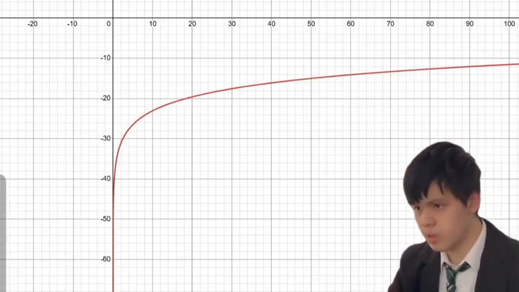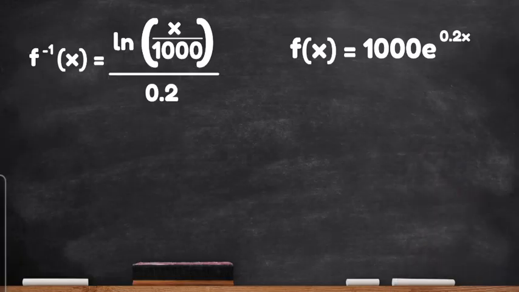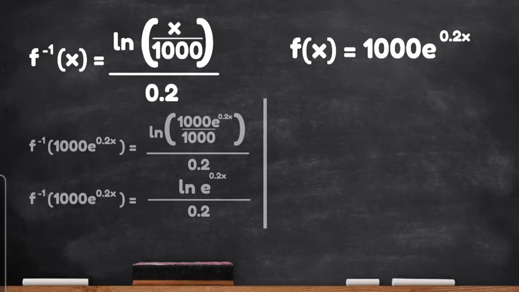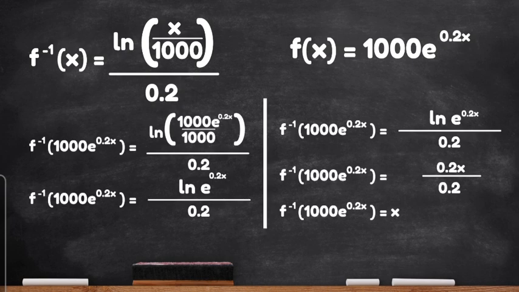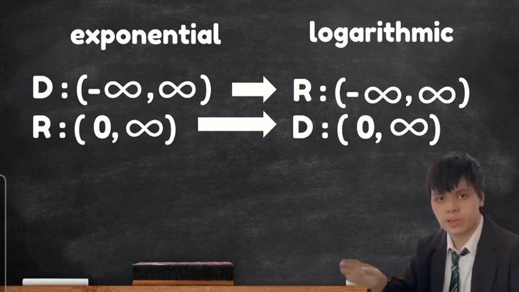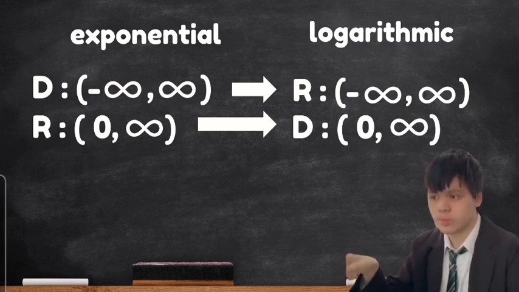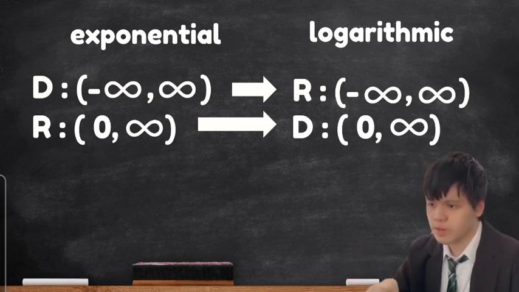Let's check it. We have two ways. First, if we get x as the answer, like this, it means we're right. And to show you, we are correct with finding the inverse of the original. Let's talk about what the domain and range are, which is here.